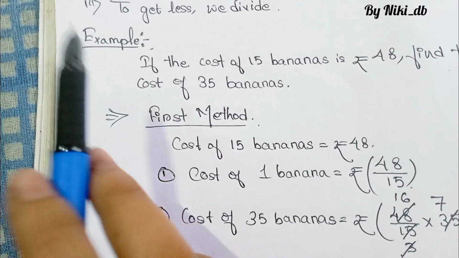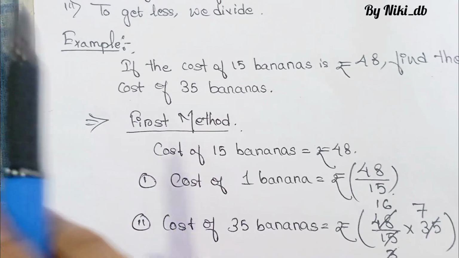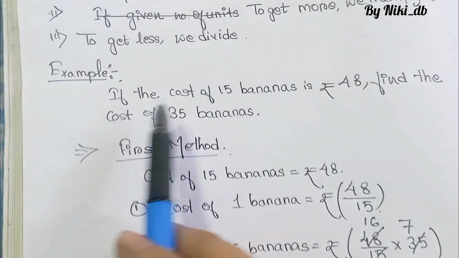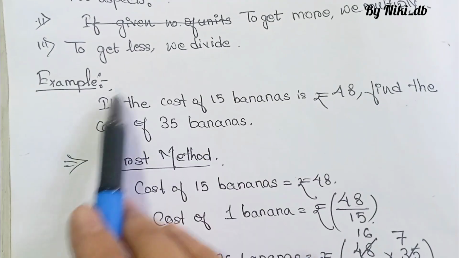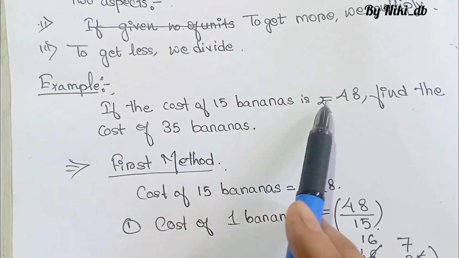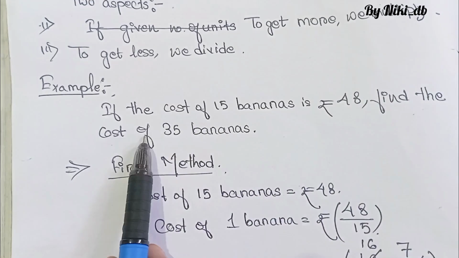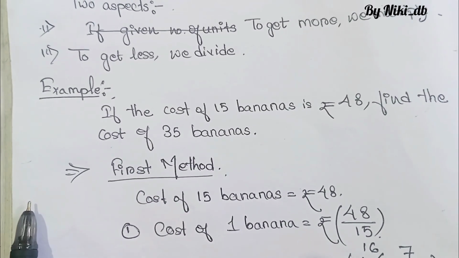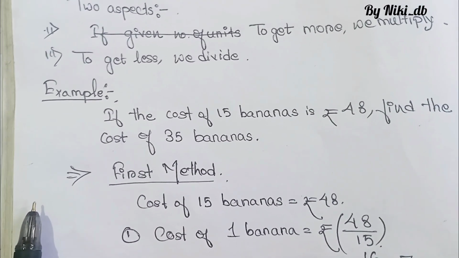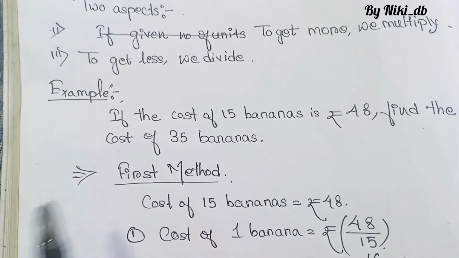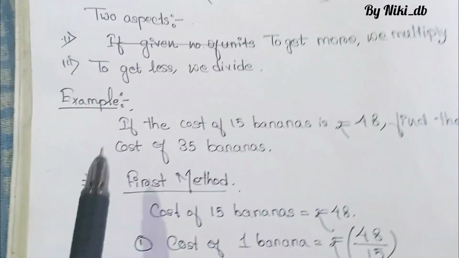After that, now we are going to explain the example. We will see one example how this process actually works. Just for example, I took one question. If the cost of 15 bananas is rupees 48, find the cost of 35 bananas. We can solve it in two methods. I will show both the ways. First method I will show now.